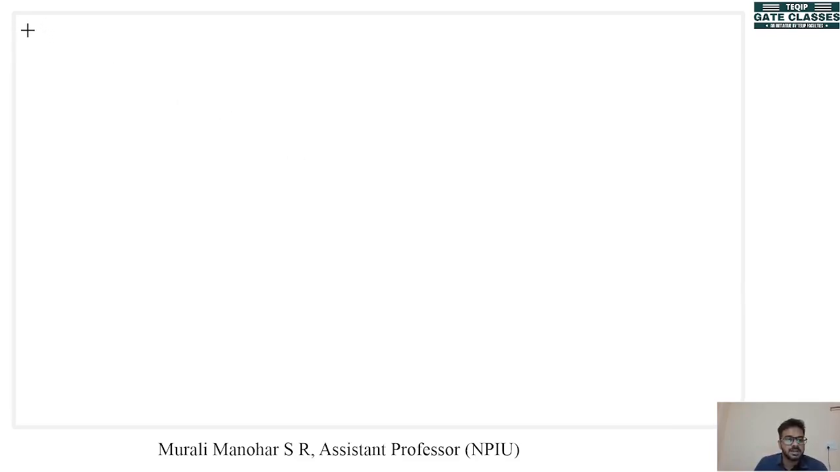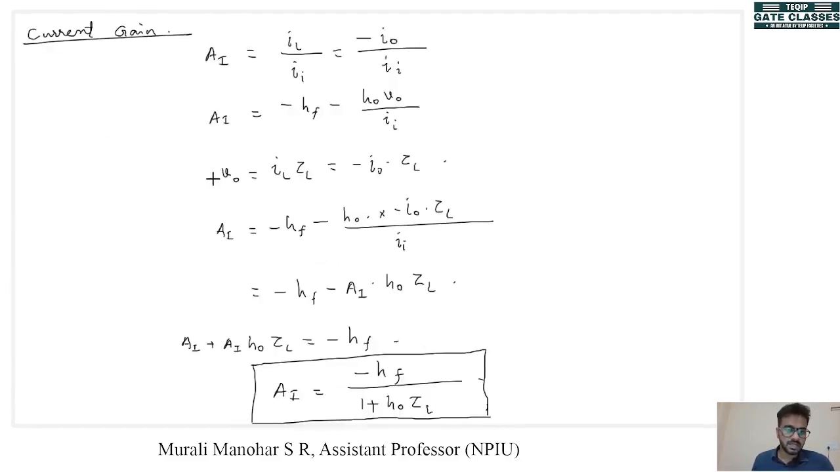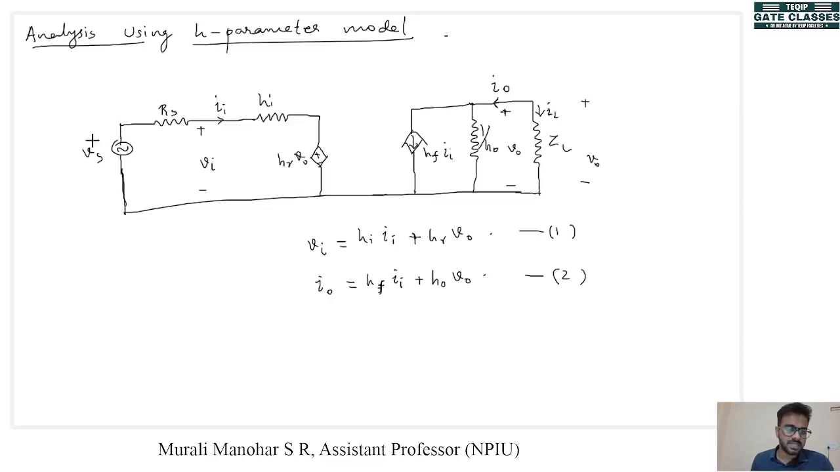Now the last thing is output impedance. To find out output impedance, instead of directly finding out the impedance, it is better to find out the admittance of the system. So ZO is nothing but 1 by YO, where YO is the admittance. In order to find out ZO, the first thing we need to do is set the input voltage to 0, and here we need to consider RS as well. So when we set Vs to 0, that means we are short circuiting it. So RS comes into picture.